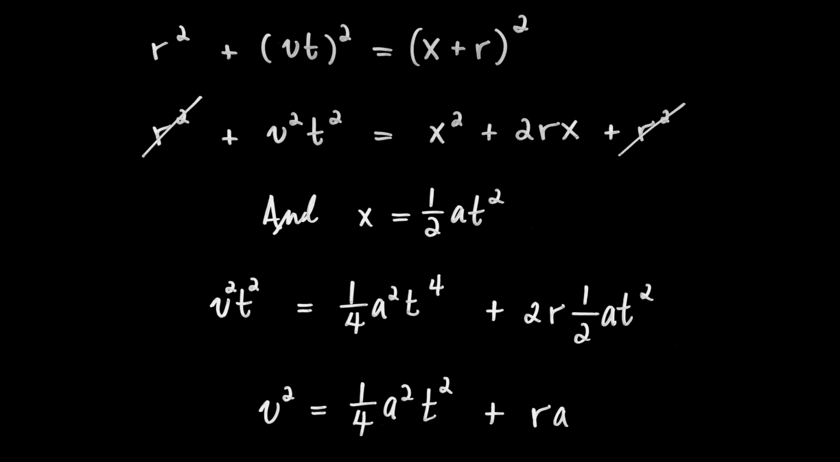Now, a little bit of simplification that I'm going to do is to divide both sides of my equation by t squared. Because when I divide the left-hand side by t squared, I just get v squared. When I divide the right-hand side by t squared, then 1/4 a squared t to the 4th becomes 1/4 a squared t squared plus r a times t squared, but t squared divided by t squared is 1. So what I'm left with is v squared is equal to 1/4 a squared t squared plus ra.